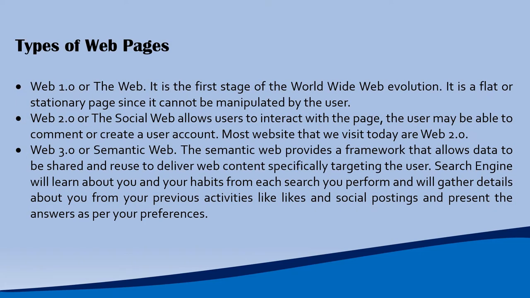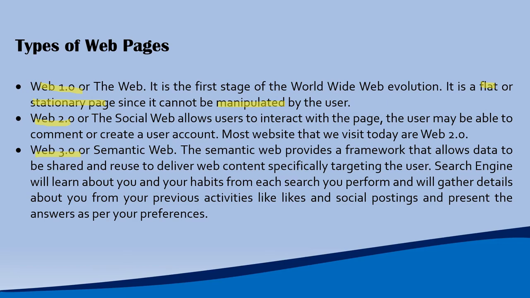And now let's talk about the types of web pages. There are three types actually, the Web 1.0, Web 2.0, and 3.0. Let's talk about Web 1.0 first, or the web. It is the first stage of the World Wide Web evolution. It is a flat or stationary page since it cannot be manipulated by the user. Take note of the term, it cannot be manipulated by the user.